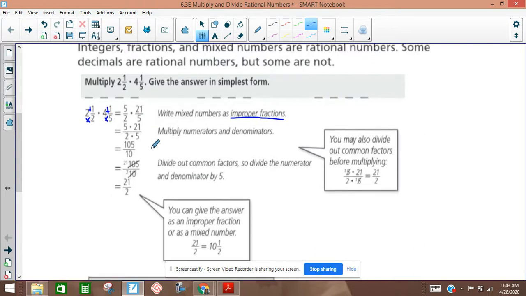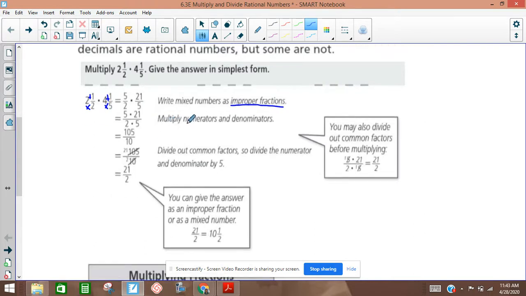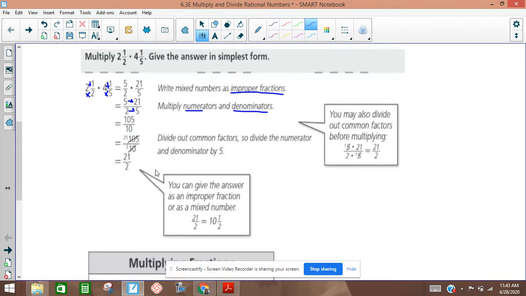Once we have it like this, we multiply numerator with numerator and denominator with denominator. So we multiply straight across, and we notice that we got 105 divided by 10. We can simplify by 10. By 5, I'm sorry, and we get 21 over 2.